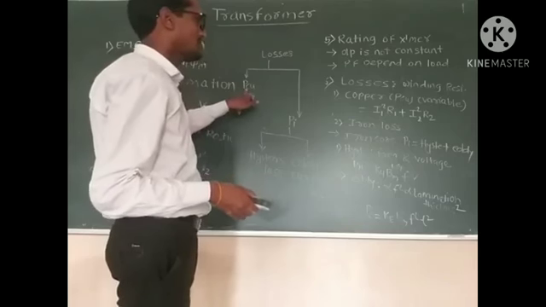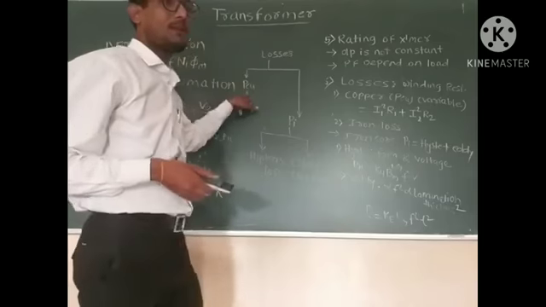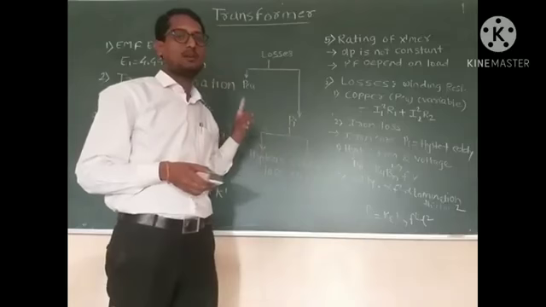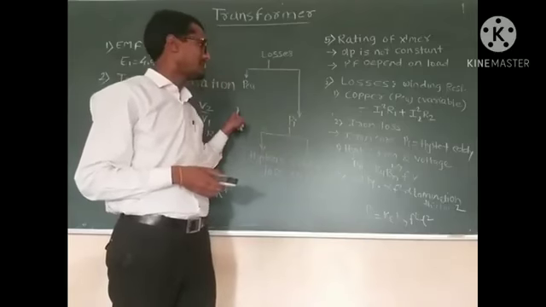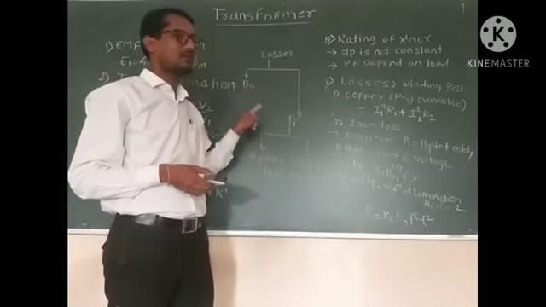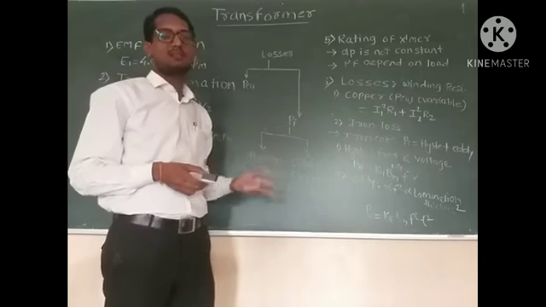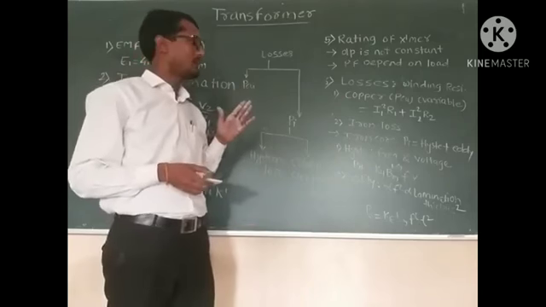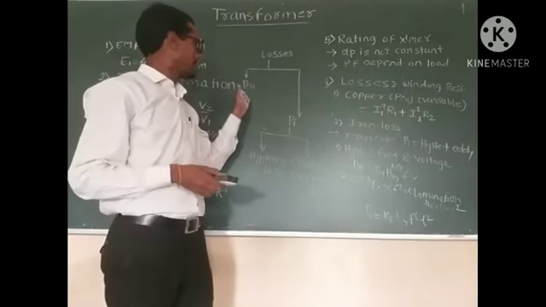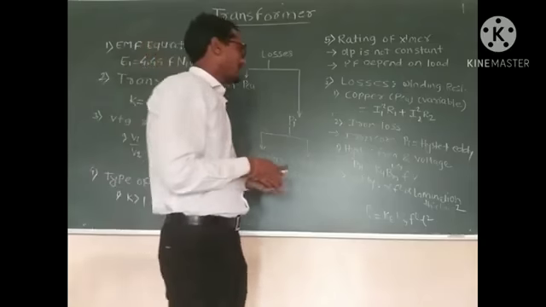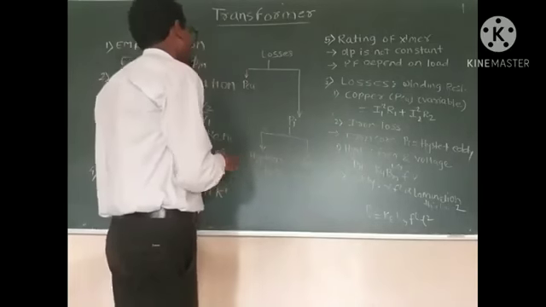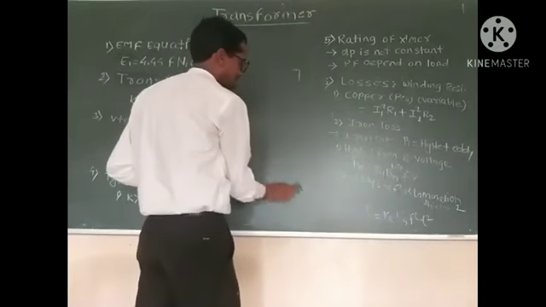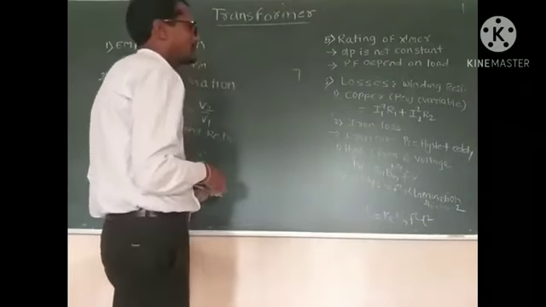This copper loss totally depends upon the winding of the transformer. If the winding of the transformer provides resistance, then this loss increases. But if we reduce the resistance, then the total losses also get reduced. Then how do we denote this copper loss?